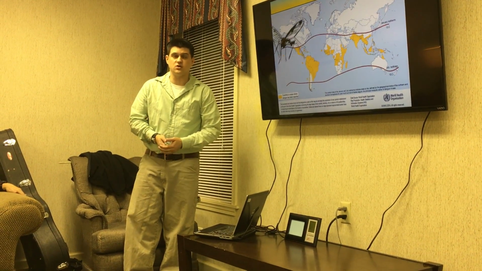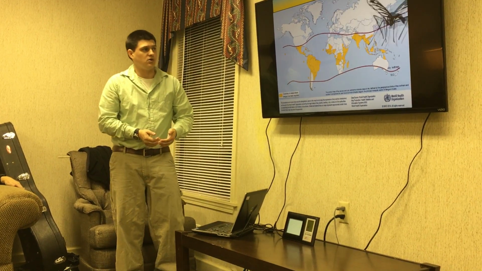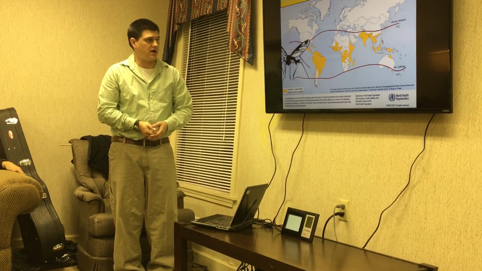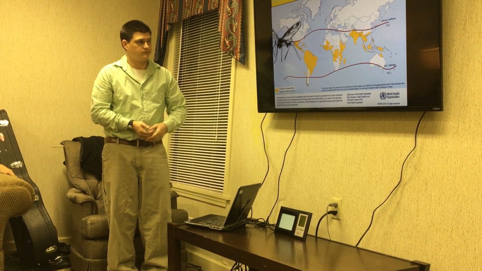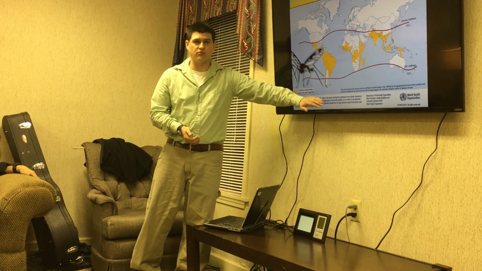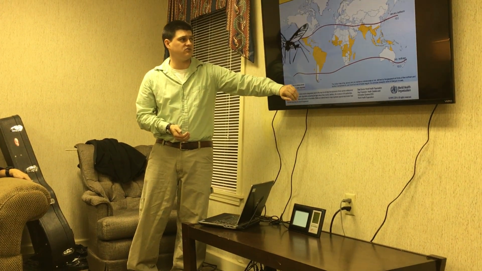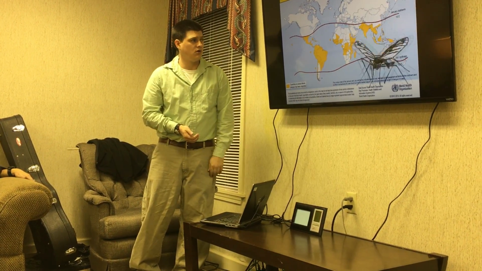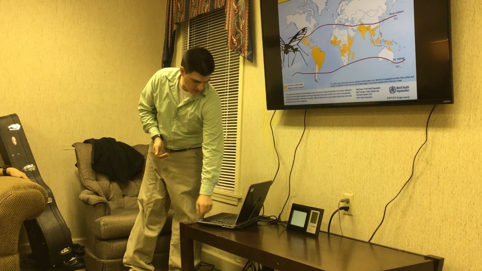All right, here we're looking at the migratory pattern of the mosquito. All the yellow areas are the infected areas, and this comes from the World Health Organization. Once we get to the United States, the CDC, Centers for Disease Control, we'll see some of the regional data. That'll be my last slide.